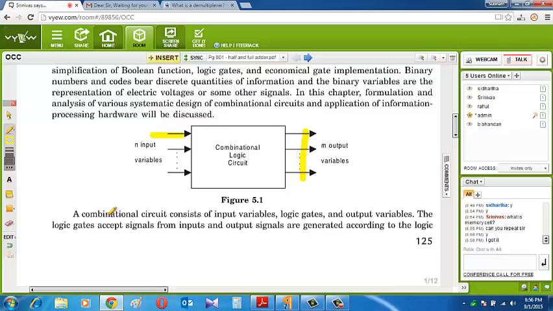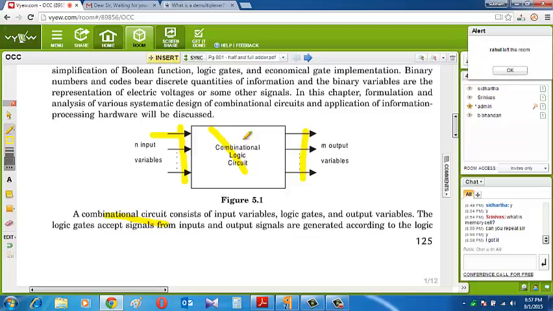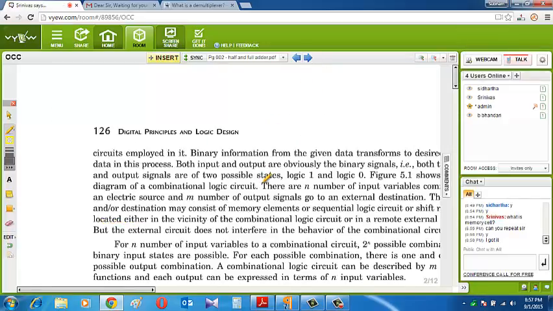Now a combinational circuit consists of input variables, logic gates and output variables. The logic gate accepts signals from input and output signals are generated according to the logic input. Whatever input you give, whatever circuit you build, whatever logic you implemented, depending on that the output will be generated. It is the basic one. So this circuit is called a combinational circuit.